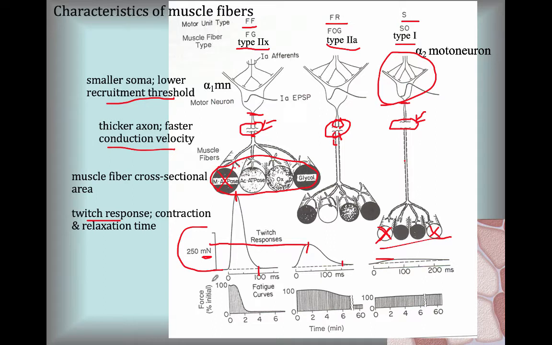And then finally what we see is the fatigability of these guys. And again, the 2Xs rely primarily on glycolysis and also the phosphagen system, and so they fatigue relatively quickly.